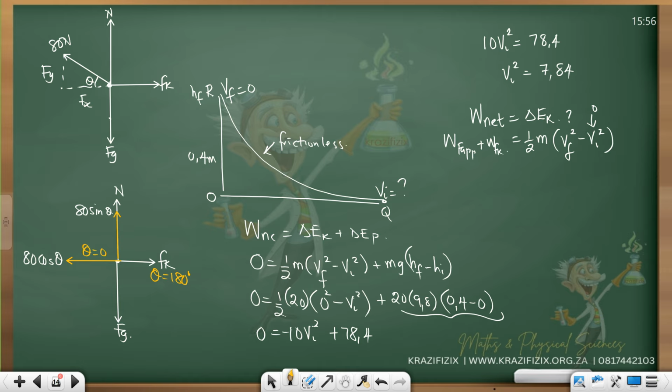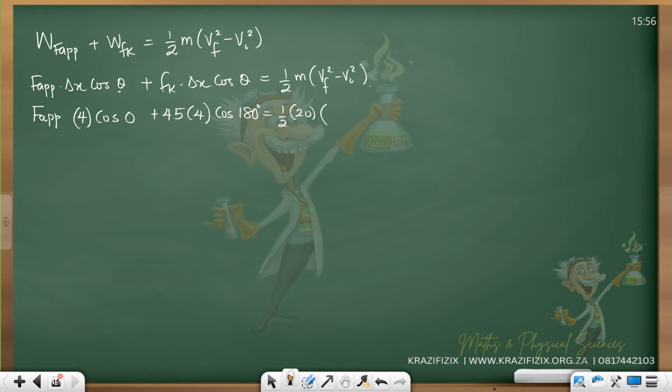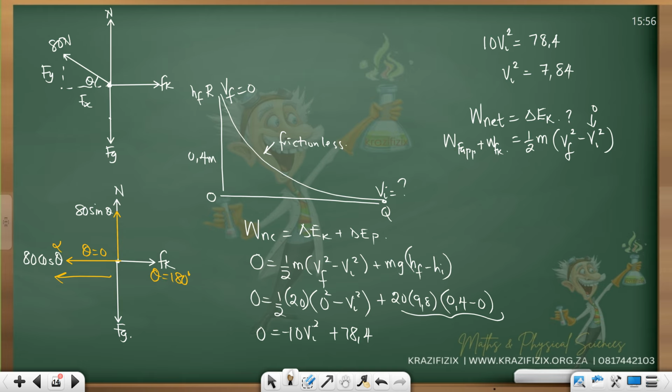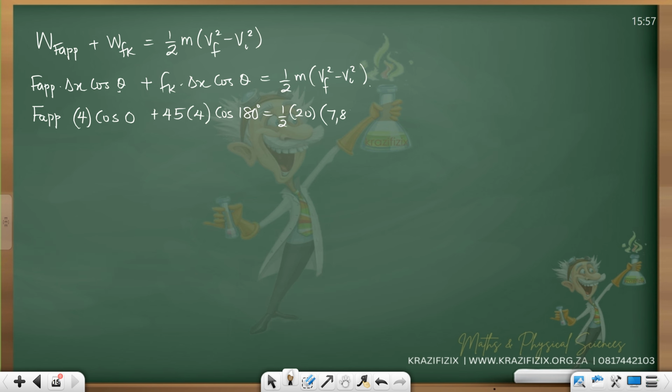So let's leave it. What is my displacement? 4. What is this? Cos 0. Do we have frictional force? 45. What is the displacement? Please, friction is always what? 180 there. What is the mass? 20. What is the final velocity? 7.84. Don't go and square it again. Okay, what do we have? 4F.